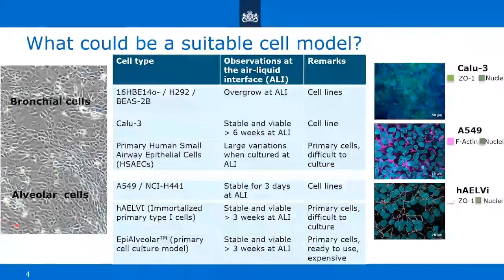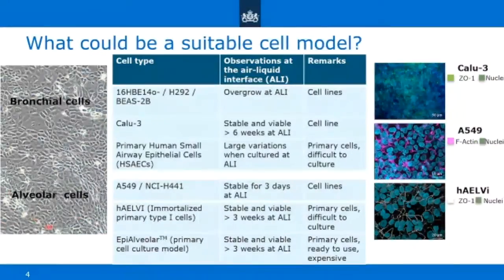There are different cell models available to test the toxicity of inhaled nanomaterials. There are models that focus on the alveolar region and also models that focus on the bronchial region to test the effects of larger agglomerates. The different cell models have different advantages and disadvantages.